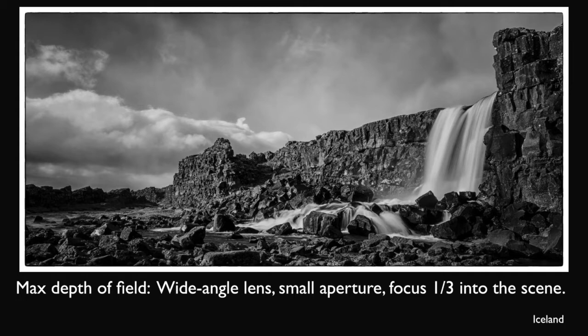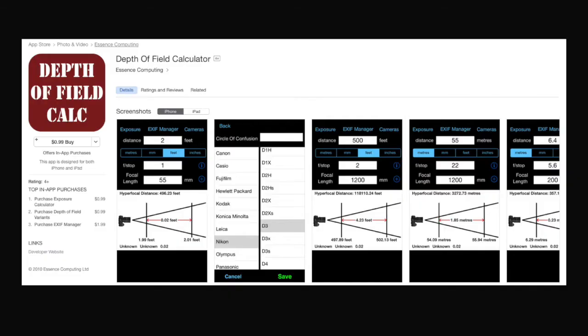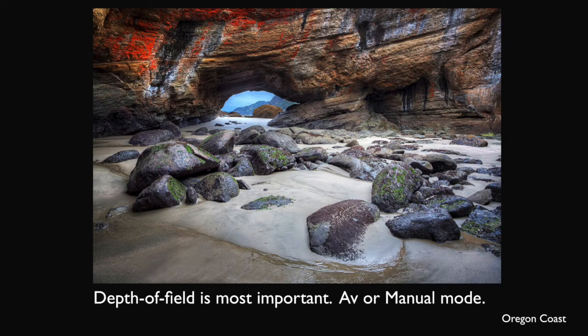Now, in most cases, this works. It starts to get tricky when you have an element close to the front element of your lens. Well, there's an app for that. It's called the Depth of Field Calculator, and this will help you calculate how to set your lens up for when you do have that near element to your lens. But again, you want to try to get everything in the scene in focus.